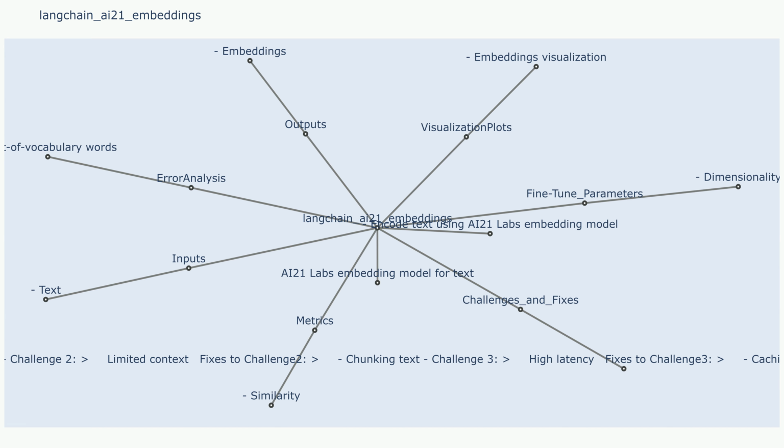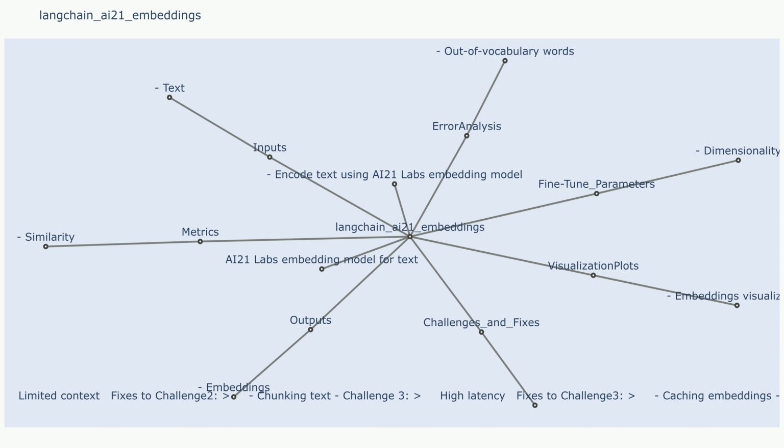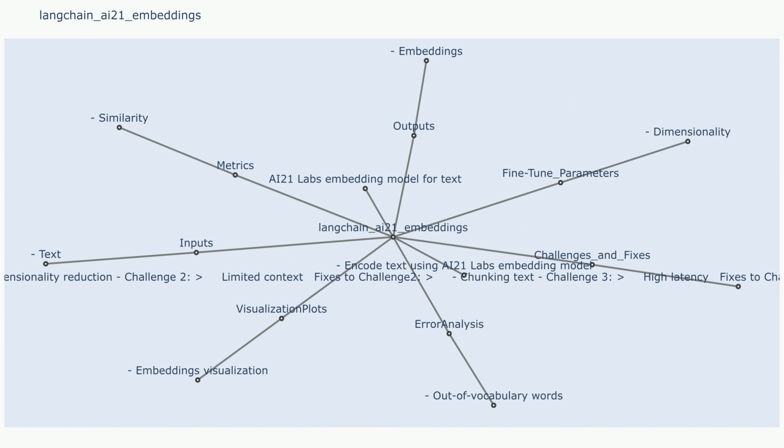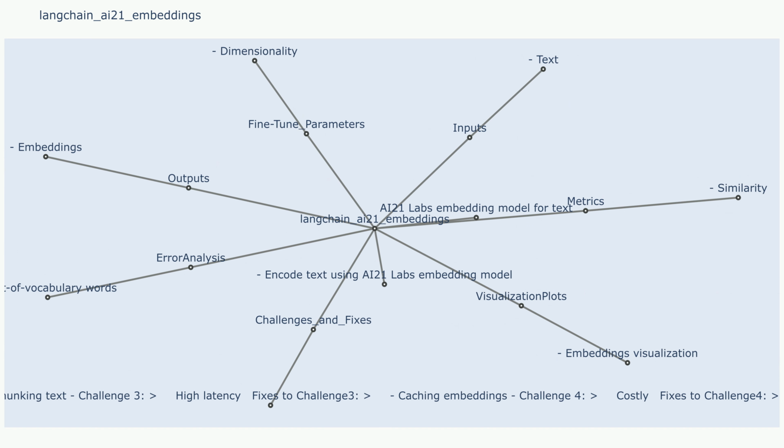Step 2. Explain in detail embedding generation. The preprocessed text is then fed into the Langchain AI21 embedding model, which generates a numerical vector representing the semantic content of the text. Metrics. Metric 1. Explain in detail cosine similarity. This metric measures the cosine of the angle between two vectors, providing a value between 0 and 1, where 1 indicates perfect similarity and 0 indicates no similarity.